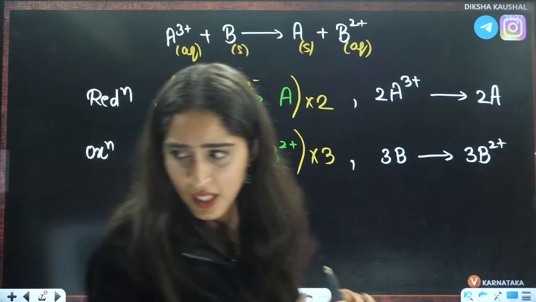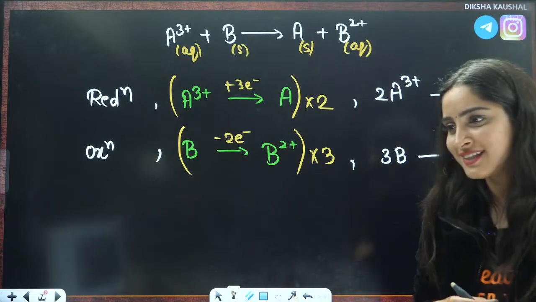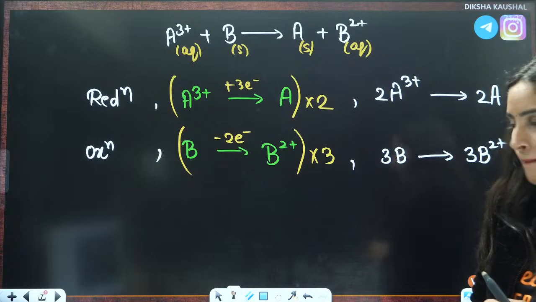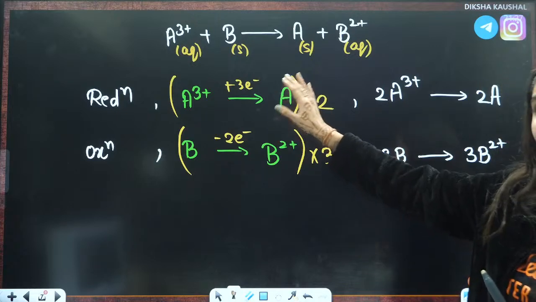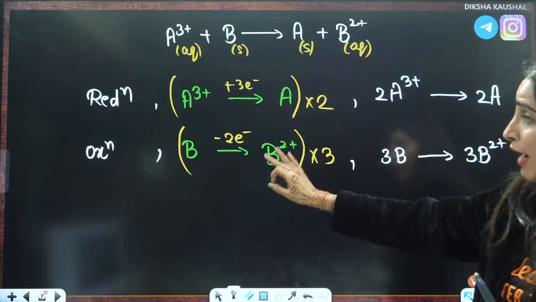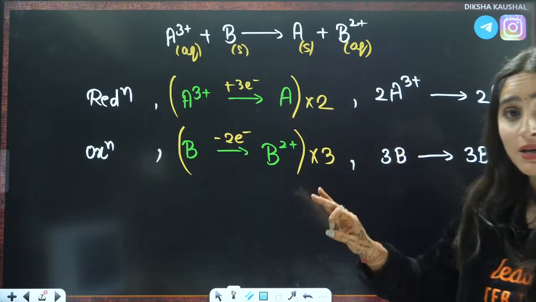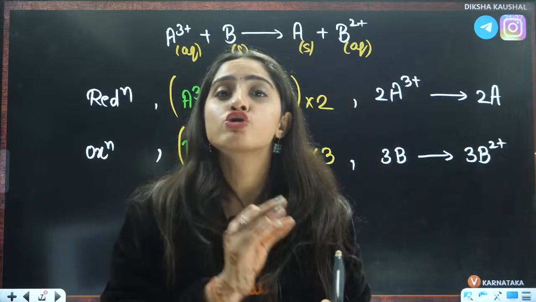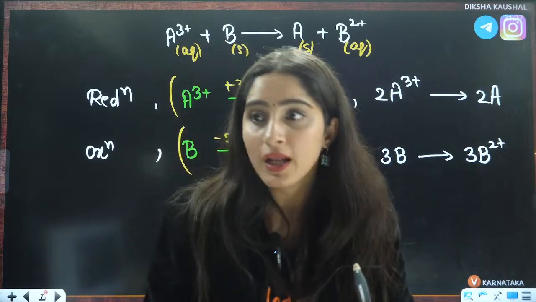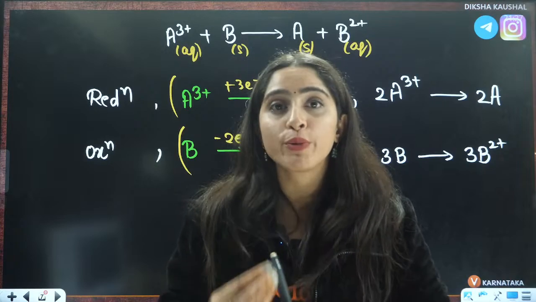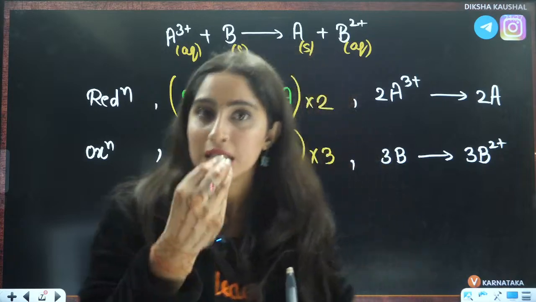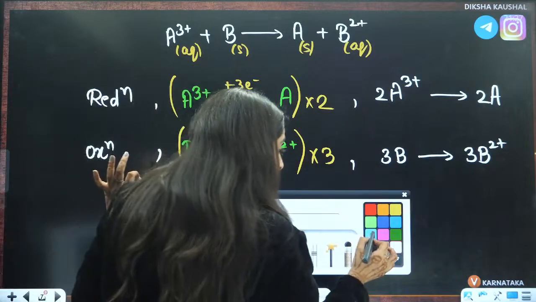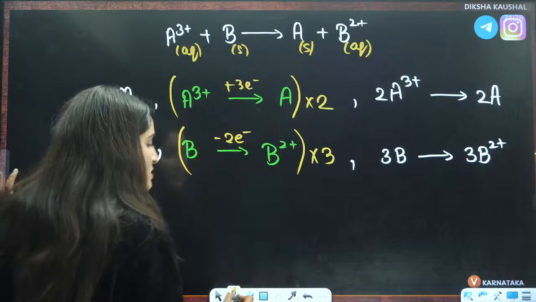Is that clear, Mandar? Students? Everybody? So here, why did I multiply this by 2 and this by 3? The reason is that the number of electrons lost and the number of electrons gained should be the same. That is only possible if I multiply by some stoichiometric coefficient, right? Now the overall equation is going to change. This is where students make mistakes.